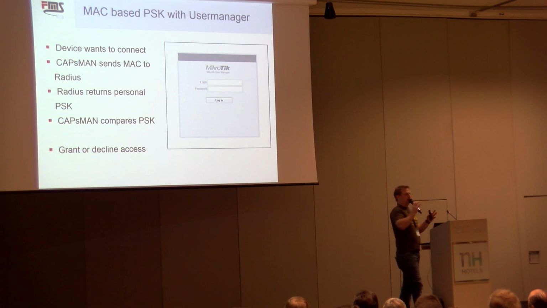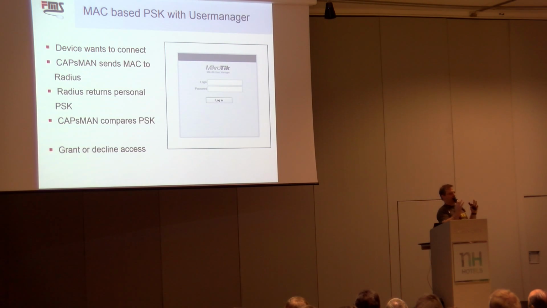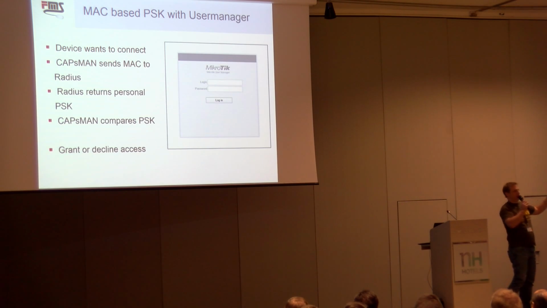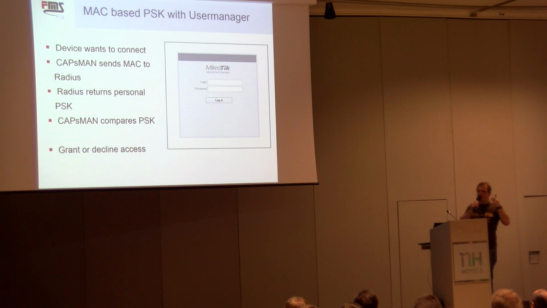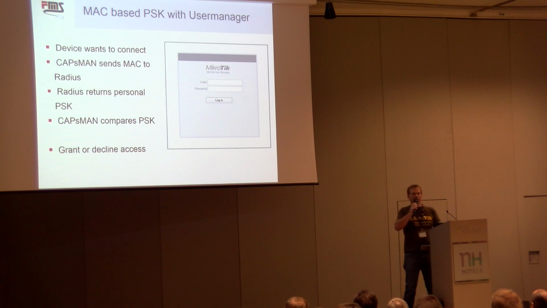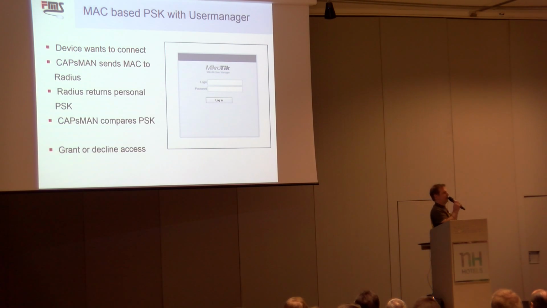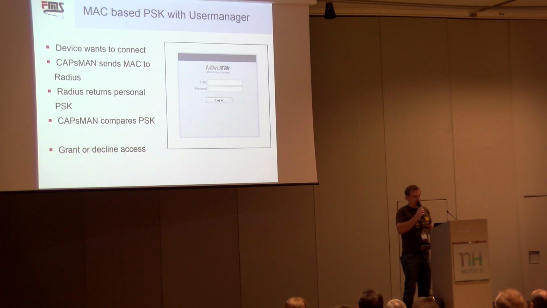What happens in short words is: CAPsManager will send the MAC address of the device to RADIUS, ask for a personal pre-shared key for that MAC address, get the MAC address and the pre-shared key back, and finally compare if the one the client is using matches the one User Manager gave back. So it's kind of Enterprise WPA Lite, maybe. And finally, it will grant or decline access.